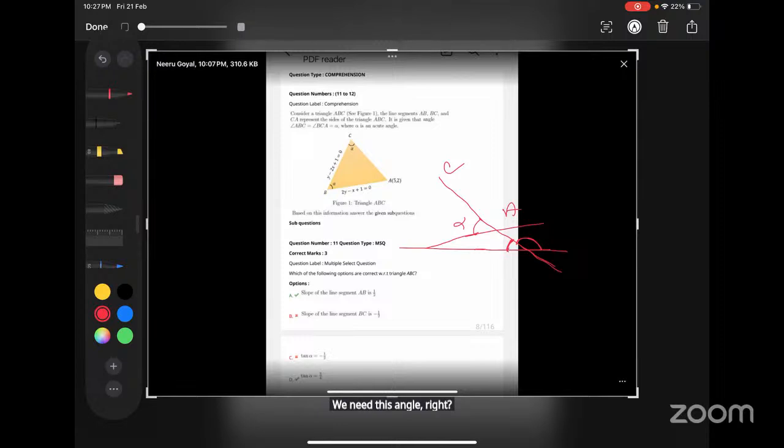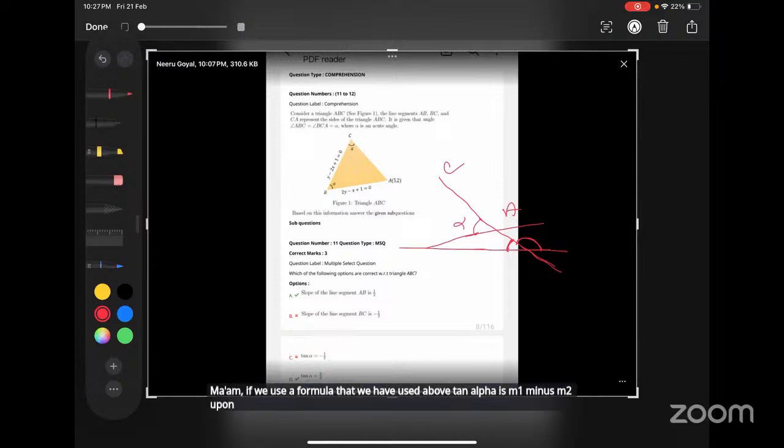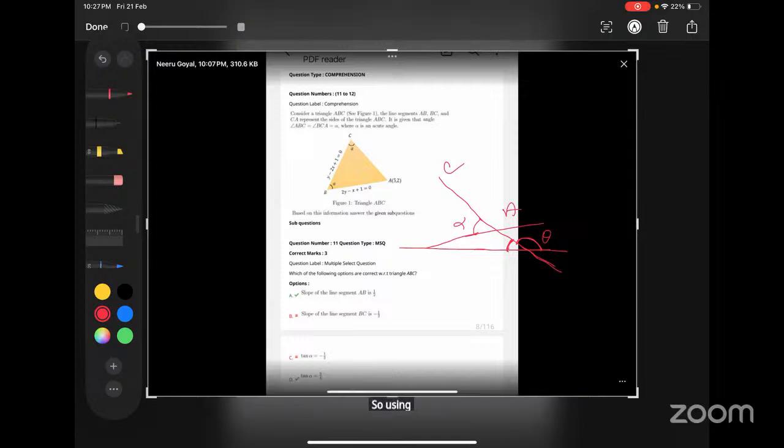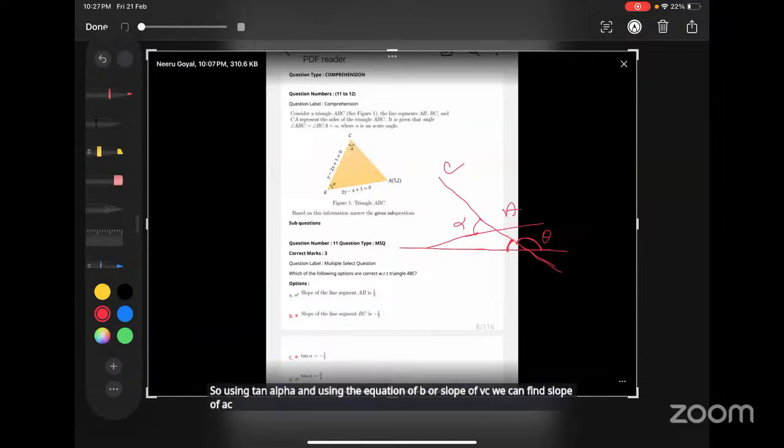Ma'am, if we use the formula that we have used above, tan alpha is m1 minus m2 upon 1 plus m1 m2, we can take one equation, one line BC and another line AC. So using tan alpha and the slope of BC, we can find the slope of AC. Once we get the slope, we have a point, we can find the equation. Is that the correct method?